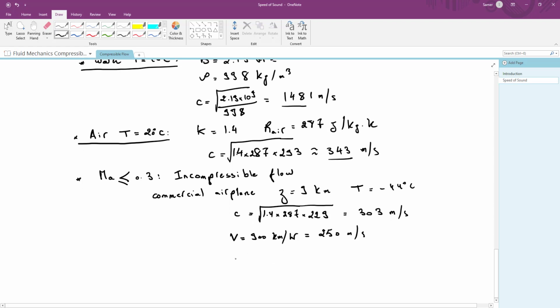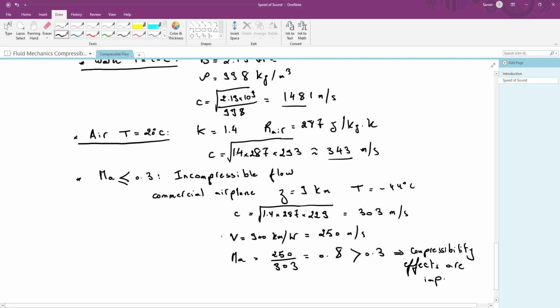If you calculate the Mach number, which is V over c, for this commercial airplane, the Mach number will be equal to 0.8. So you can see that in practical applications, the Mach number can easily be greater than 0.3, and we can say that compressibility effects cannot be ignored, so they are important.